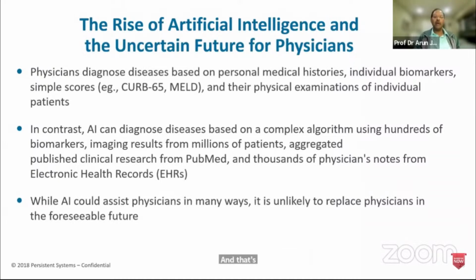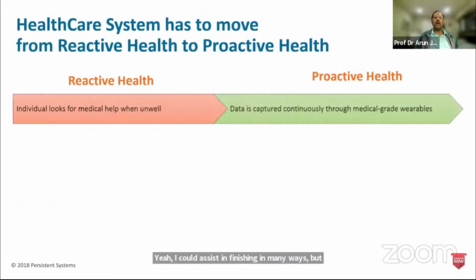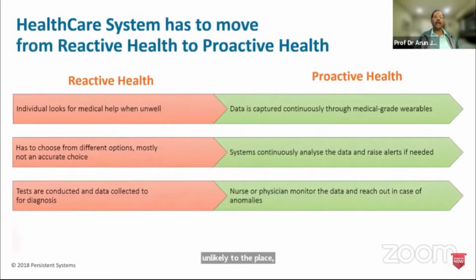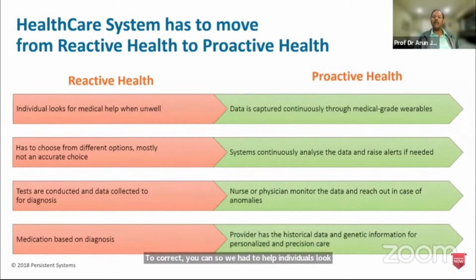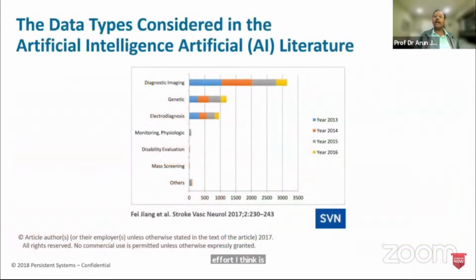At the same time, AI could assist a physician in many ways, but is unlikely to replace. The healthcare system has to travel from what is called reactive health to proactive health. In reactive health, individuals look for medical help when they are unwell, whereas in proactive health, with wearables and IoTs, the data is captured continuously with medical-grade wearables, and then you are going to find out when the patient is going to be sick, and give some help before the disease occurs. I think this proactive health is only possible with AI. There are data types available. And if you see the work of AI, the maximum work is being done in diagnostic imaging.